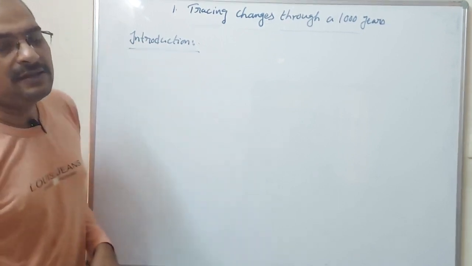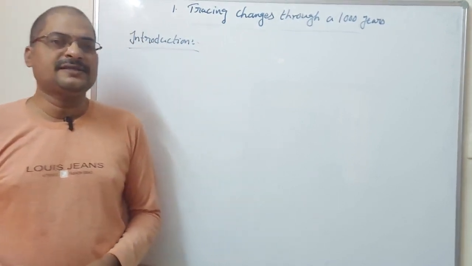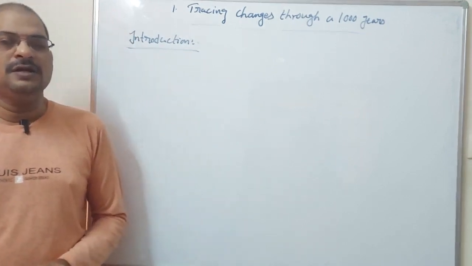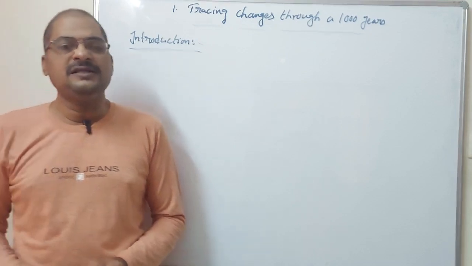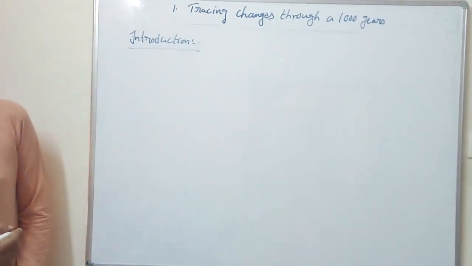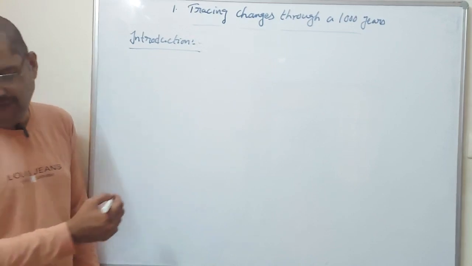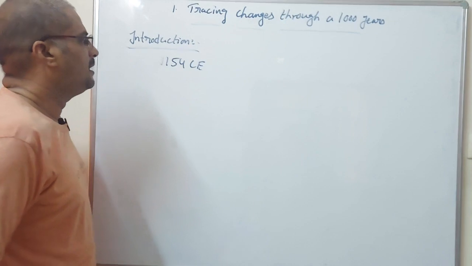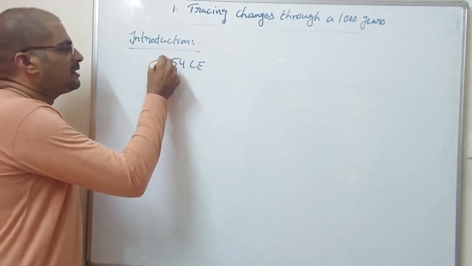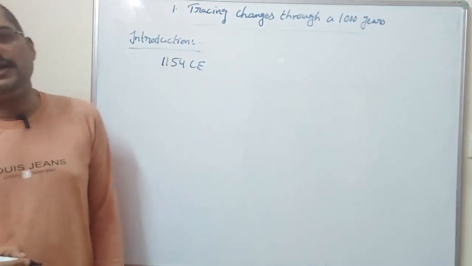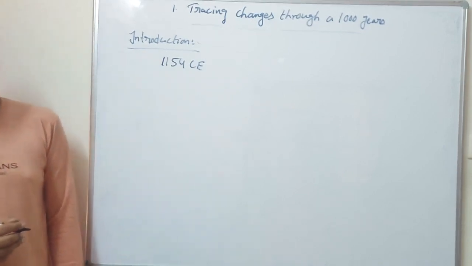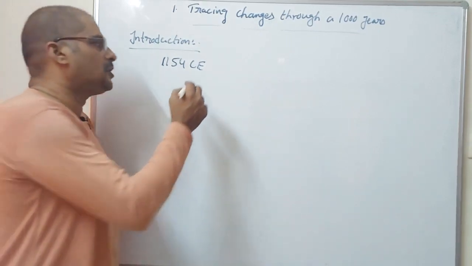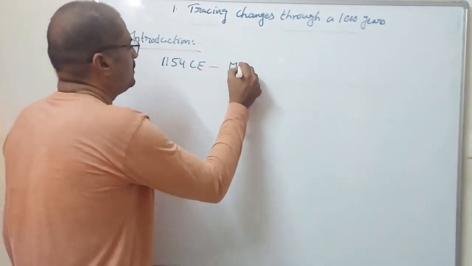The starting page in our textbook has one map given. In the map, it is 1154. In the year 1154 CE, CE means Christian era. The period of 1154, that is drawn by one map.